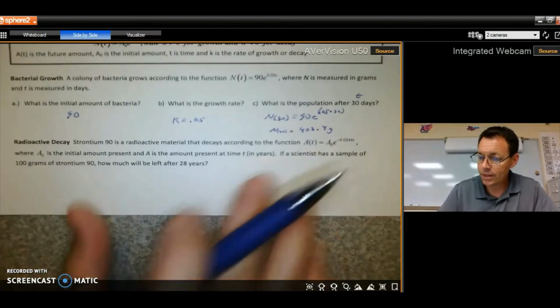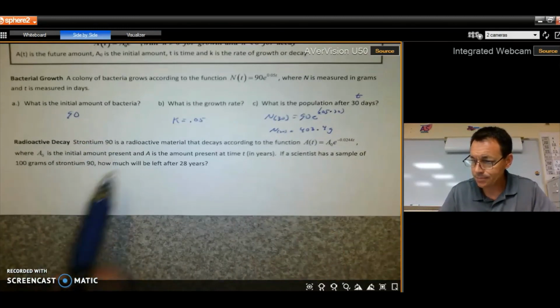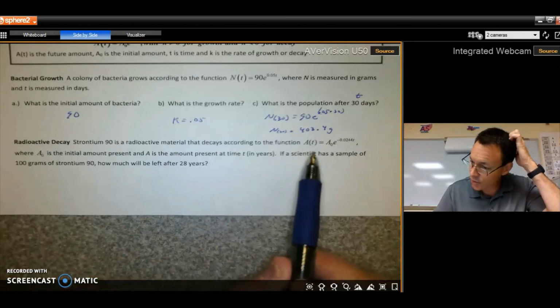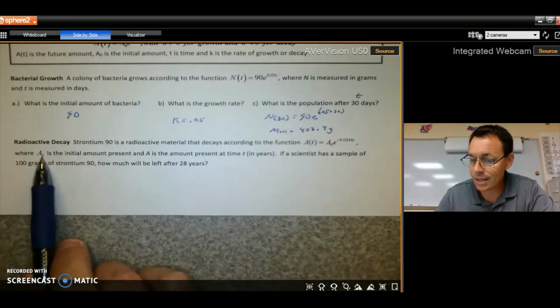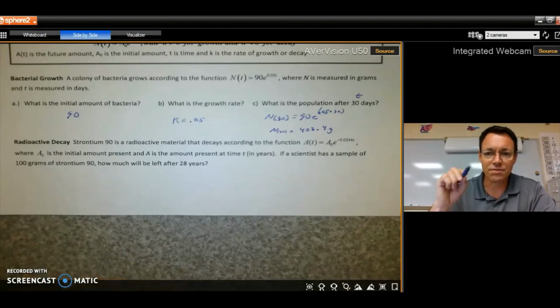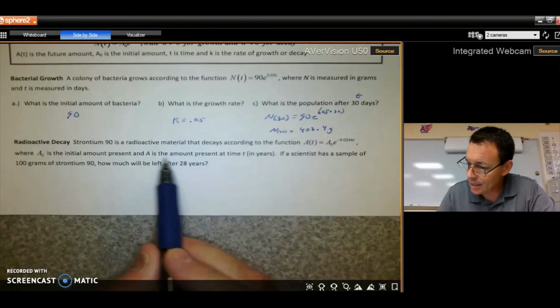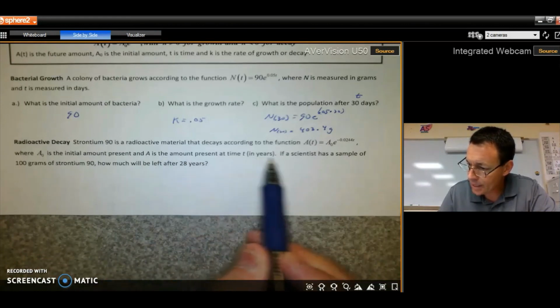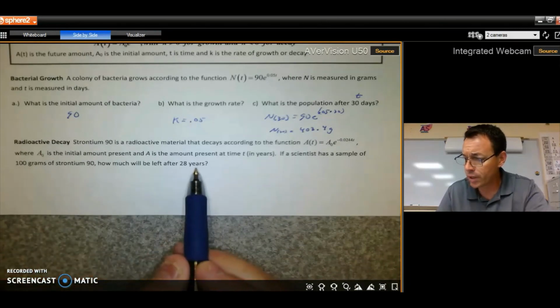Okay? Now, radioactive decay. You've got this radioactive material called strontium-90. It's a radioactive material that decays according to this function. So here's our function, where A sub 0, this little subscript, usually means the initial amount. You'll see that in science a lot. You'll see v with a little 0, that means the initial velocity of something. So that's your initial amount. A is the amount present at time t. If a scientist has a sample of 100 grams of strontium-90, how much will be left after 28 years?